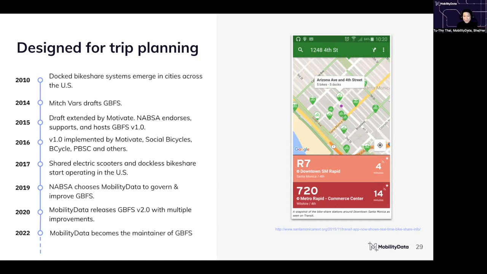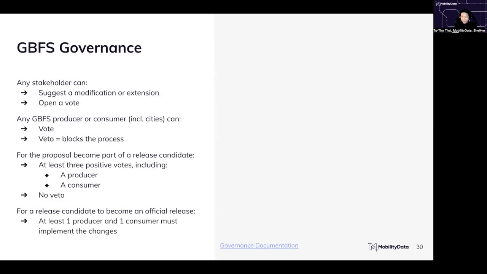And earlier this year, we became the official maintainer of GBFS in the sense that, as Paul mentioned, NAPSA, the North American Bike Share Association, their scope is really North America. And we all have seen bike sharing and scooter sharing around the world, globally. There are even talks about setting a system in Tanzania right now. So that's why they needed a maintainer that had a bigger footprint around the world.